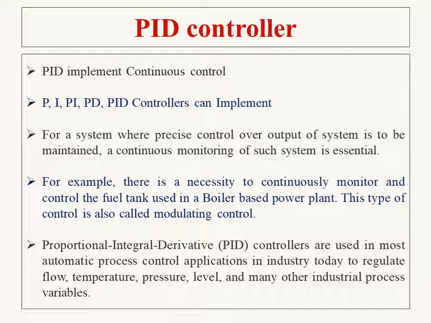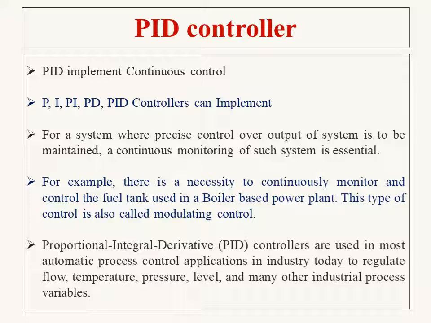Now the third point is, for a system where precise control of the output is to be maintained, continuous monitoring of such a system is essential. So where precise control of the output is required, in that case we require continuous monitoring. For that PID controllers can be effective. For example, there is a necessity to continuously monitor and control the fuel tank in a boiler-based power plant. So this type of control can be called a modulating type of control.